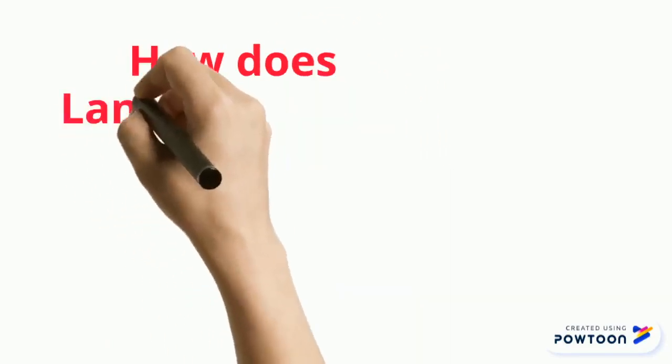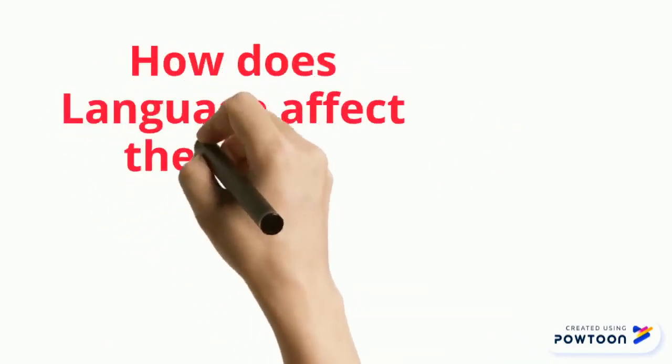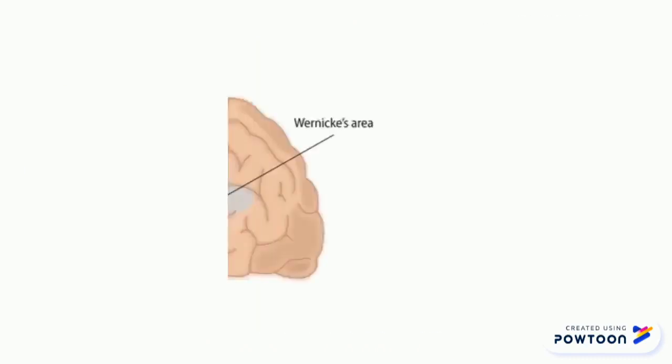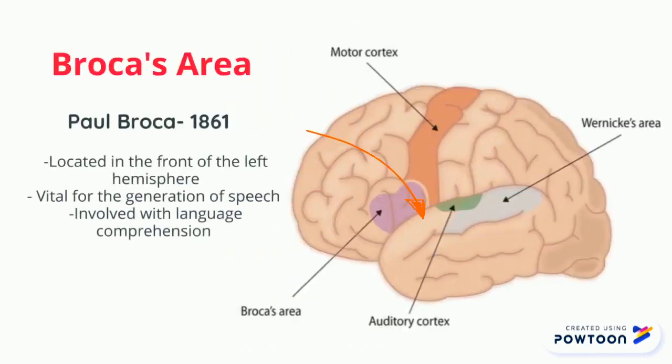How does language affect the brain? Let's take a look at the different parts of the brain and how they affect sign and spoken language. Broca's area is located in the left frontal lobe of the brain. This was discovered by French surgeon Paul Broca in 1861 when working with patients that had lesions resulting in an inability to speak.